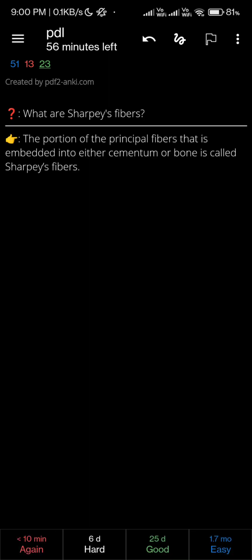What are Sharpey's fibers? The portion of the principal fibers that is embedded into either cementum or bone is called Sharpey's fibers.